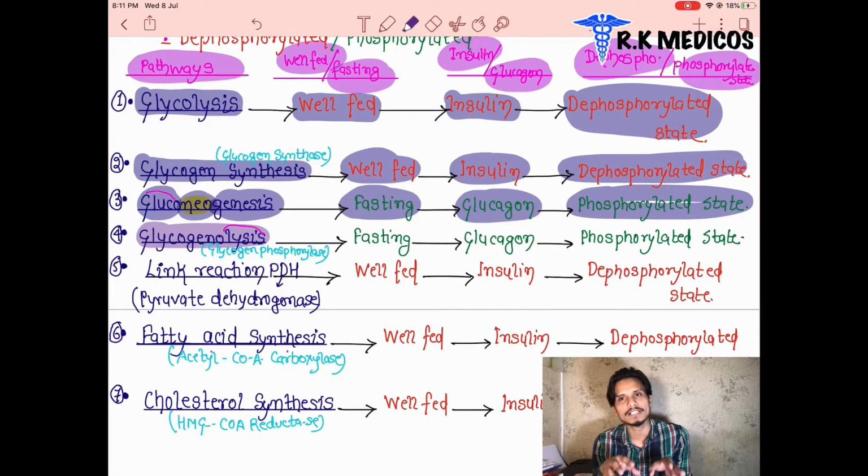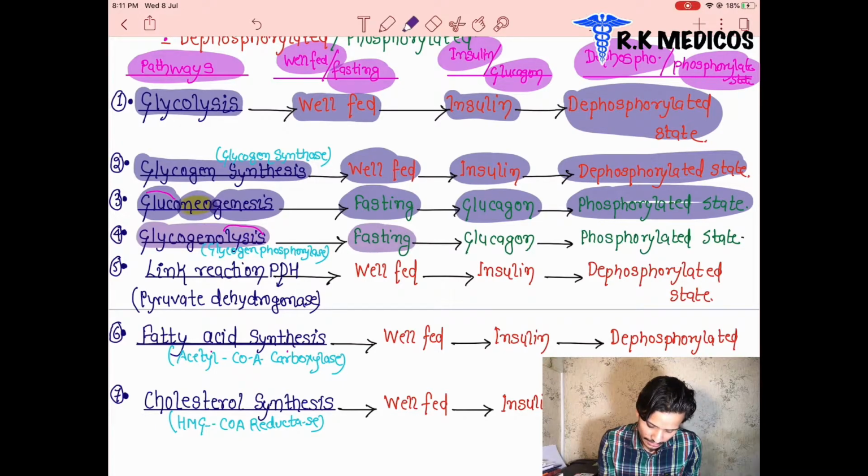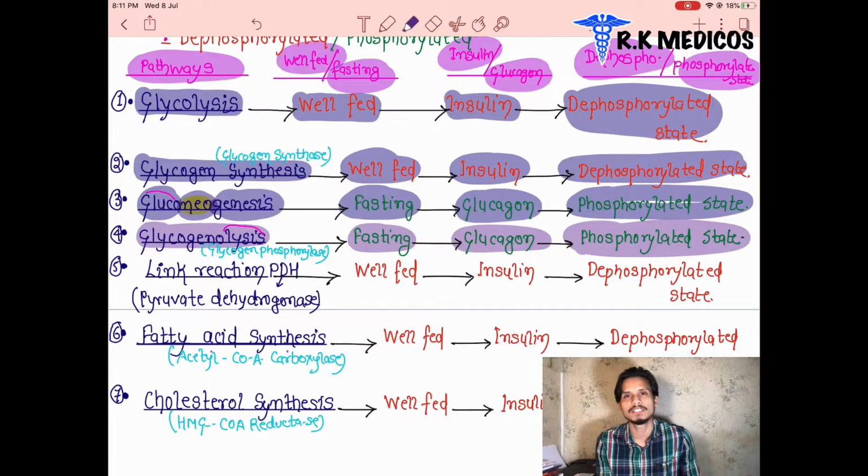Does it happen in the well-fed or fasting state? It happens in the fasting state basically, in the early fasting step. Which hormone is responsible for it, glucagon or insulin? Of course glucagon. And is it doing phosphorylation or dephosphorylation? Of course phosphorylation. Once again, it is clear: fasting, glucagon, and phosphorylation, the phosphorylated state of these enzymes.